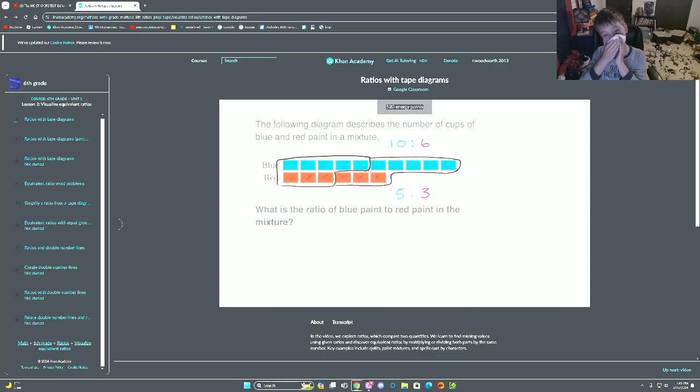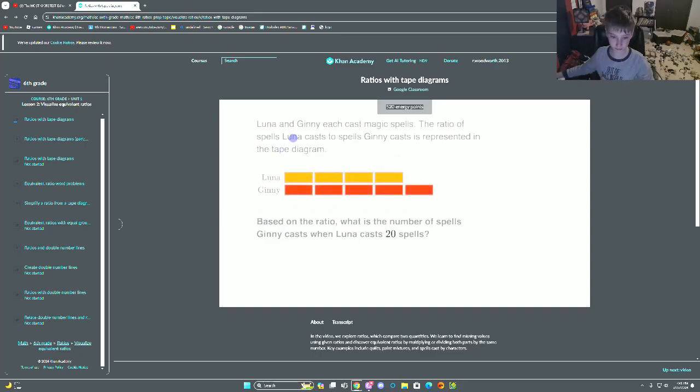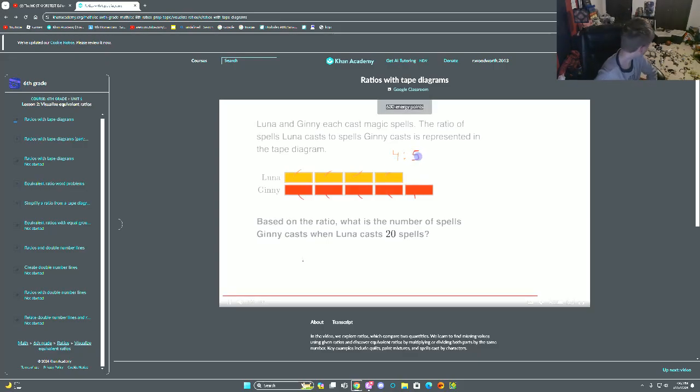Here's another example. Here we're told Luna and Ginny each cast magic spells. The ratio of spells Luna casts to spells Ginny casts is represented in this tape diagram. Based on the ratio, what is the number of spells Ginny casts when Luna casts 20 spells? Pause this video and see if you can work it out. Alright, so let's just see the ratio here. For every 1, 2, 3, 4 spells that Luna casts, Ginny casts 1, 2, 3, 4, 5 spells. So the ratio is 4 to 5.